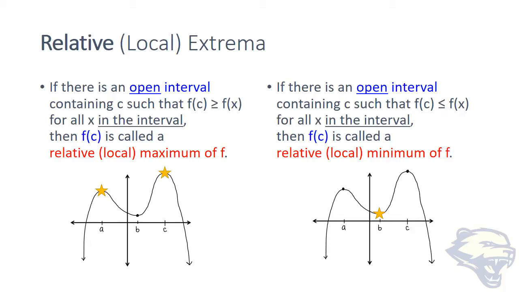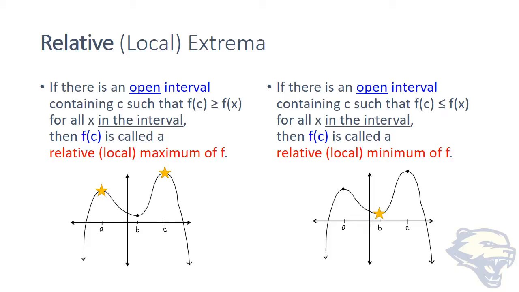Okay, so relative extrema are what we've done in the past, and that's what we just looked at now. So relative extrema on an open interval for a max: if there's an open interval containing the x value c, such that f of c is greater than or equal to f of x for all x in that interval, then f of c is called a relative or local max. And vice versa, if f of c is less than or equal to f of x for everything in that interval, so kind of in that neighborhood, then it's a relative or local minimum of f.